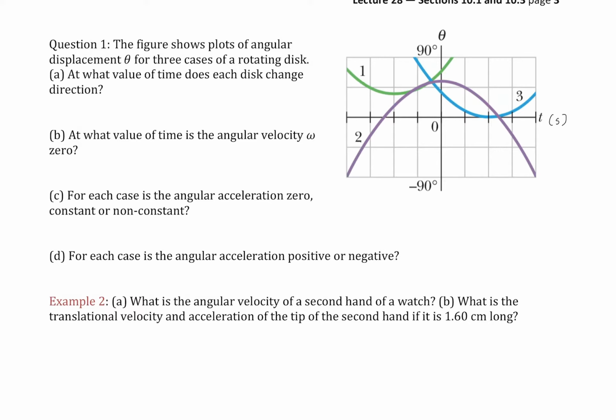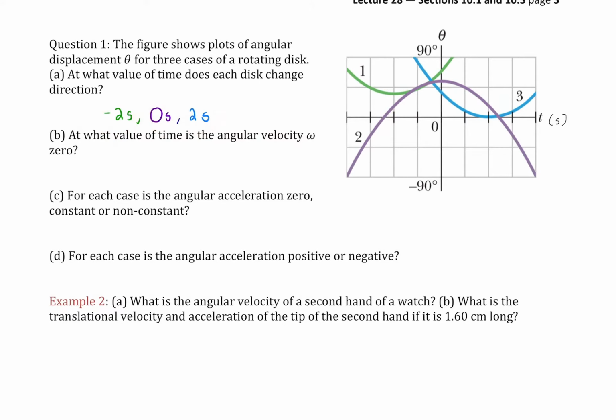All right. So A, at what value of time does each disk change direction? Well, changing direction means you have a momentary velocity of 0. A momentary velocity of 0 is a horizontal tangent line. So we just need to look for all the points of horizontal tangent lines. Okay, so -2, 0, and 2, right? So -2 right there, 0 for the purple one, and then 2 for the blue one. And I color-coded them.